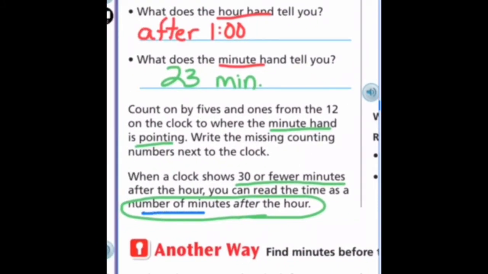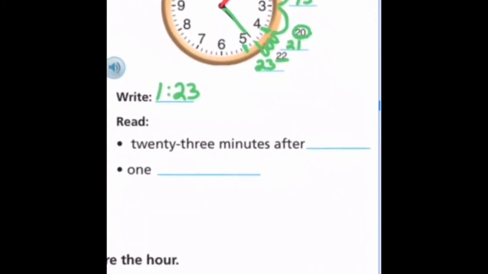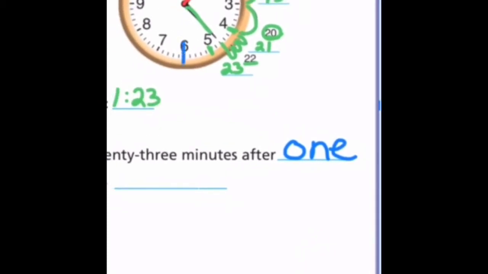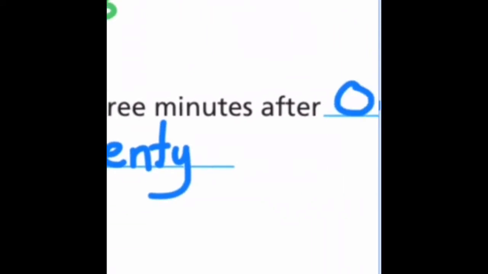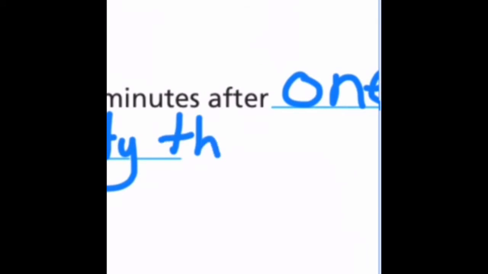That was the example I gave here. So 1:23 can be read 23 minutes after 1. And that only works when the minute hand is before the 6 there, okay? So when it's over on this side, you can read it as however many minutes after the hour. Again, we can read it as 1:23. So if you write it in words, it looks like this, 1:23. Okay?